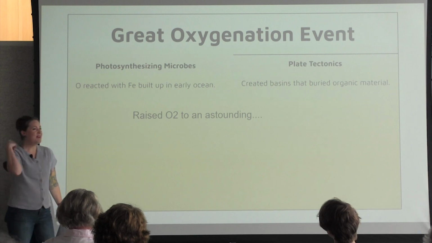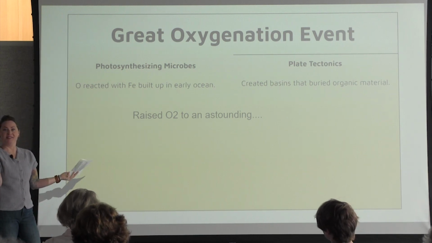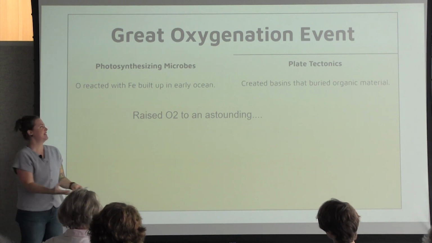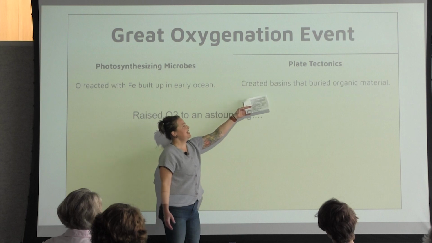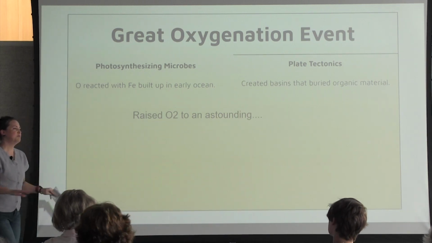So what happens when oxygen meets iron? Oxidation, and it rusts, right? So basically, we have a worldwide rusting event that occurs. We also have plate tectonics that's happening. So at this point, we have these big basins. We've had some rifting going on.